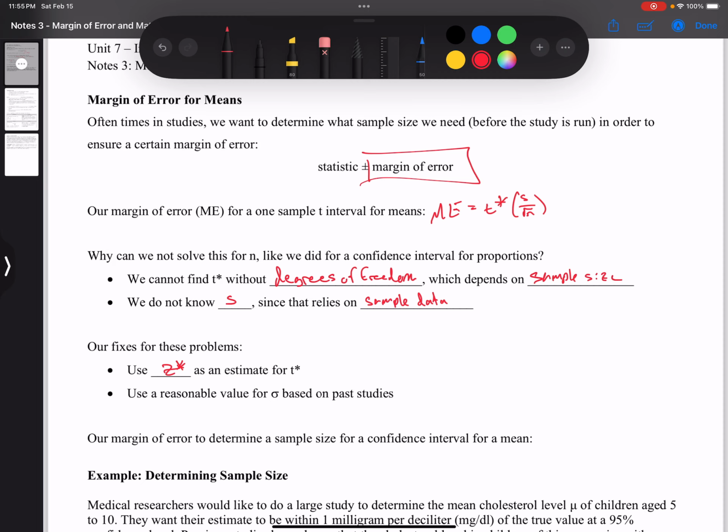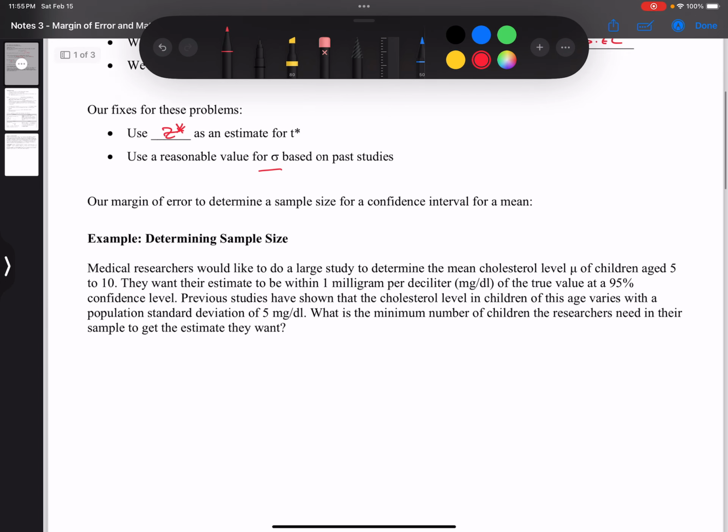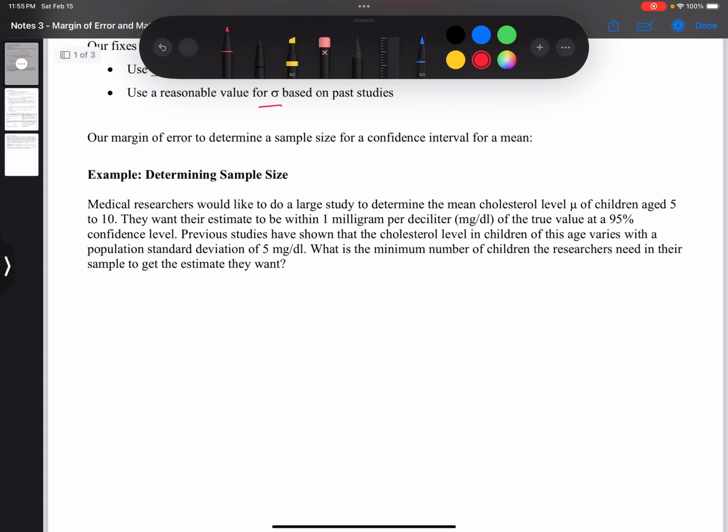Another way that we can fix these problems is we can use a reasonable value for our standard deviation based on past studies. So they'll look back at the previous study they did, see what the standard deviation was for that, and that will be a reasonable number to use for the current standard deviation, because we assume that not that much is going to have changed with the population between tests. All right, so let's look at an example. I'll let you read that, and then you can give it a shot if you want to, but then come back and we will do it together.